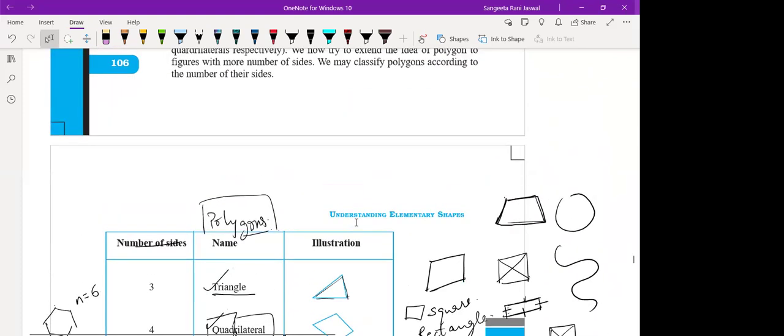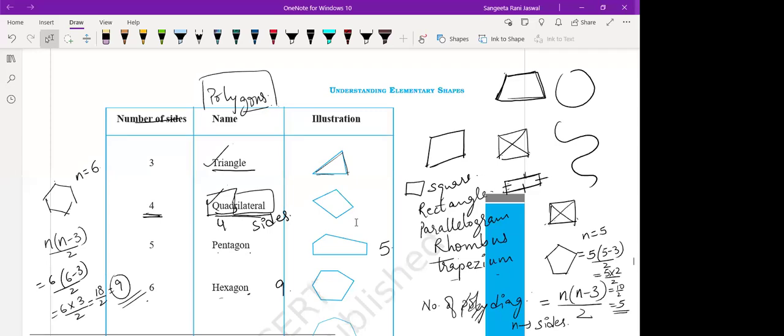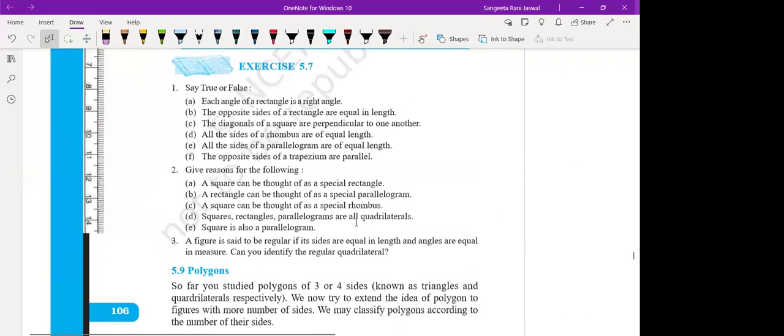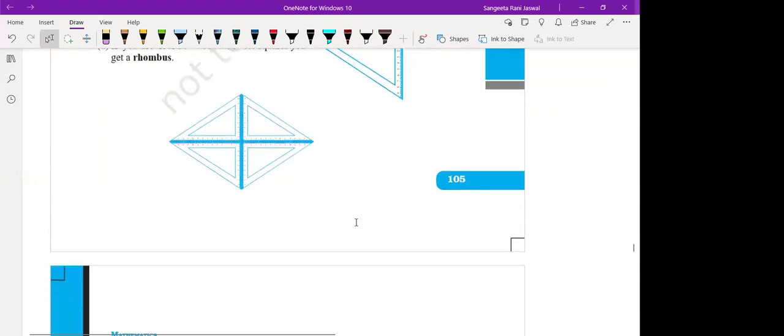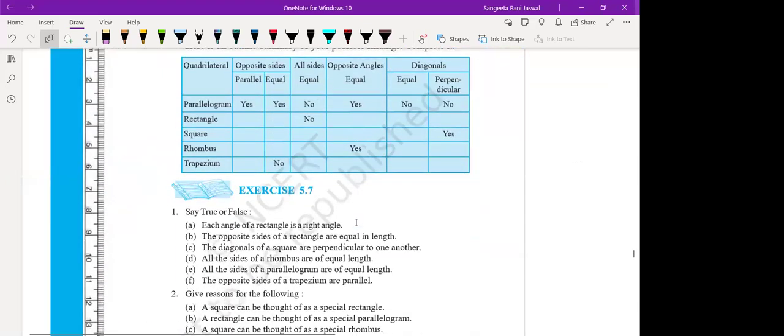Okay, now coming to the polygons. Before we move to the exercise, let me first explain what polygons are, what quadrilaterals are. See, polygon is that shape.